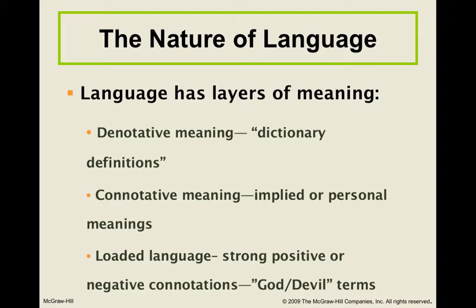Language has layers of meaning, and one of the ways in which we can explain that is through the denotative and connotative meanings of words. As I said, most words have more than one meaning, but it's not just the dictionary definitions, it's also the psychological, the implied, the personal meaning of a word. The dictionary definition is the denotative meaning of a word. The implied or personal or emotional connection that we have to individual words is their connotative meanings.